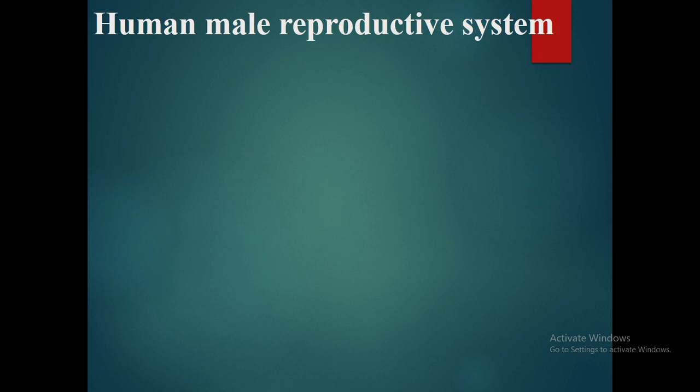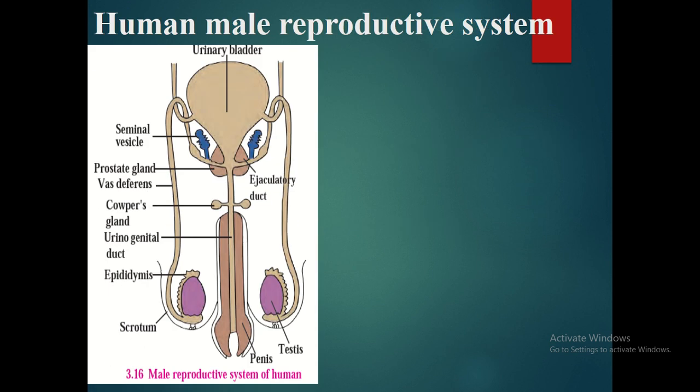Now human male reproductive system. Yes, you can see the diagram here. Human male reproductive system consists of penis, scrotum, testis, epididymis, urinogenital duct, Cowper's gland, vas deferens, prostate gland, seminal vesicle, ejaculatory duct and urinary bladder.